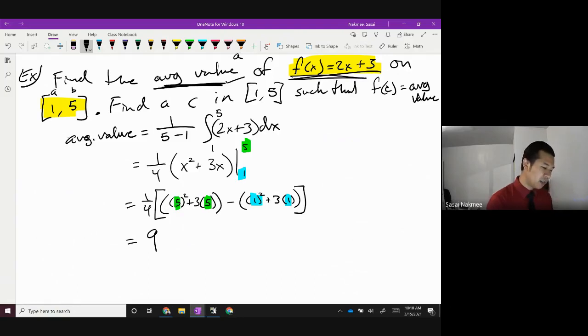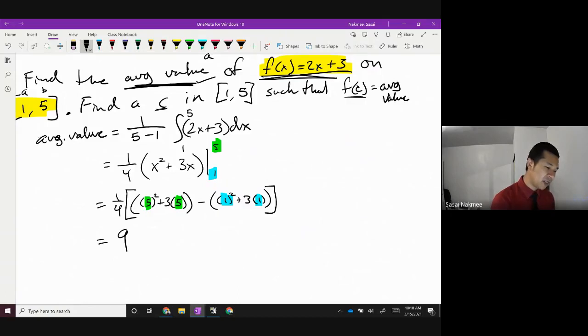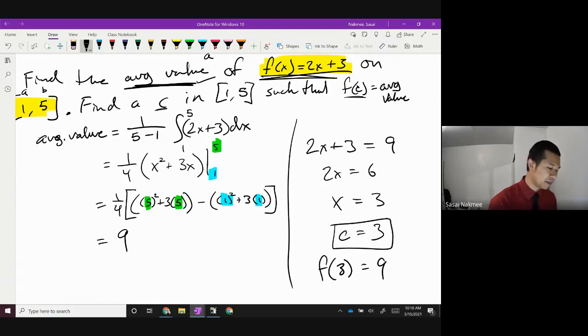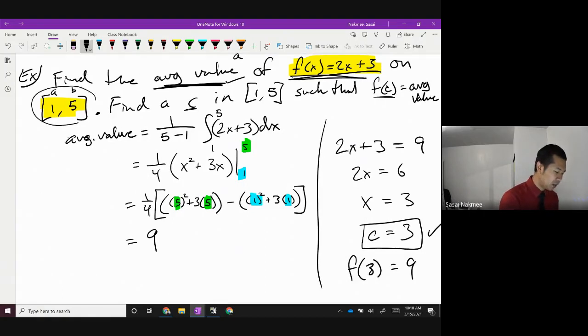Check. The next thing you need to do is find the value of c such that f of c is equal to that average value. So I'm asking you, when does 2x plus 3 equal 9? So we solve this right here. We end up with 2x is equal to 6, x is equal to 3. So c is going to equal 3. That means f of 3 should be equal to 9, which is the average value. And 3 is in the closed interval from 1 to 5. And that's the mean value theorem of integrals in a nutshell.